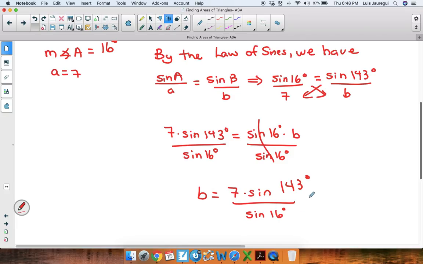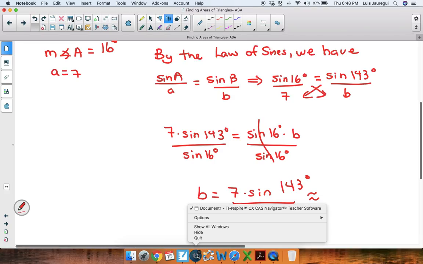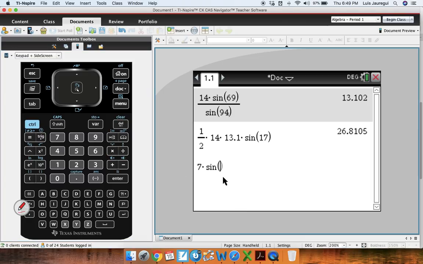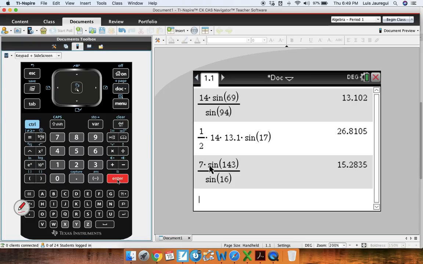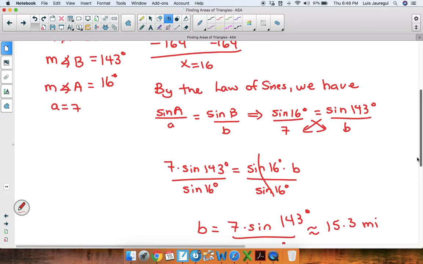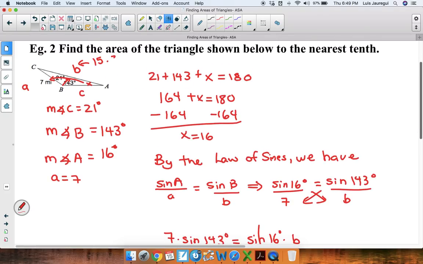Now that is the exact value. So let's get an approximation to the nearest tenth. To get that particular approximation, let's use the technology. So using my Inspire, I'm going to type in 7 times sine, in this case of 143 degrees, and I'm going to divide that by sine, in this case of 16 degrees. Close the parenthesis and let's go ahead and hit Control Enter. So roughly speaking, after we round to the nearest tenth, we can say, well, this is about 15.3 units. So let's go back to this one and we can say, okay, b is about 15.3, and in this case our units are miles. So miles. So we can return back to the diagram and we can say, okay, that's 15.3 miles, roughly speaking.